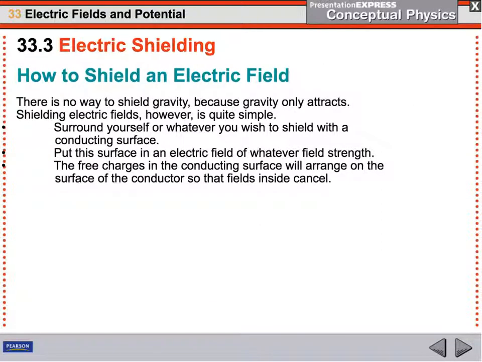There is no way to shield gravity, because gravity only attracts. Shielding electric fields, however, is quite simple. Surround yourself or whatever you wish to shield with a conducting surface. Put the surface in an electric field of whatever strength. The free charges in the conducting surface will arrange on the surface of the conductor so the fields inside cancel.